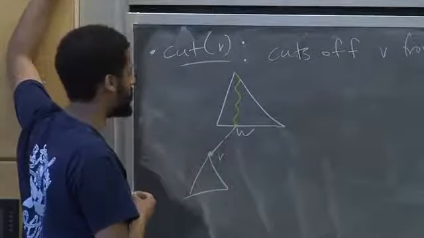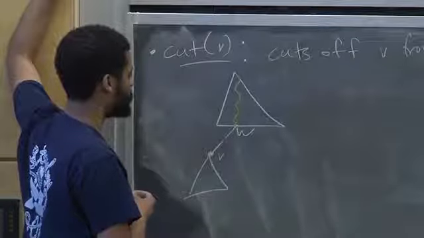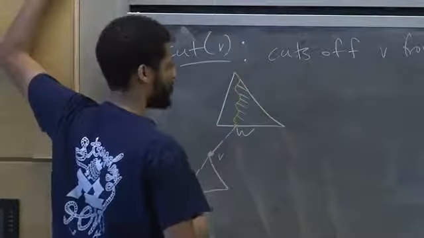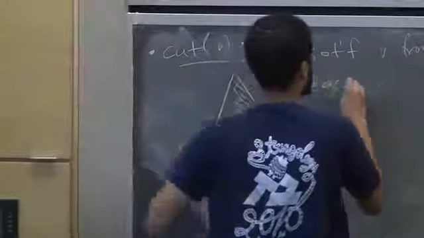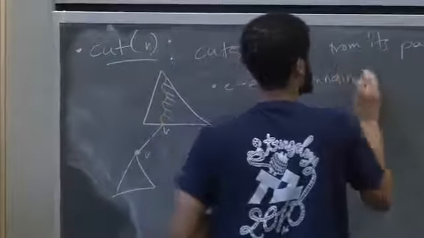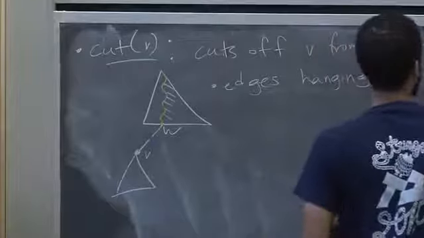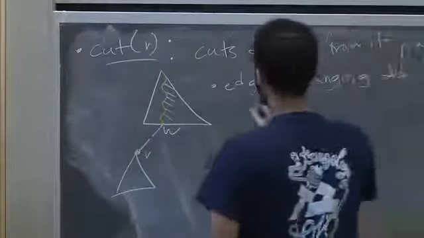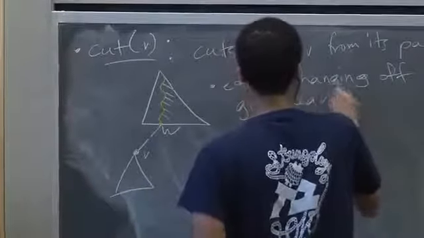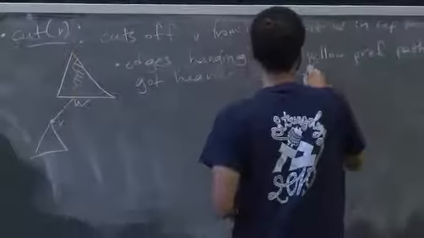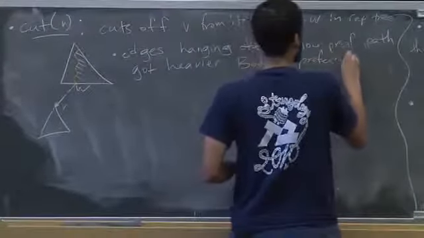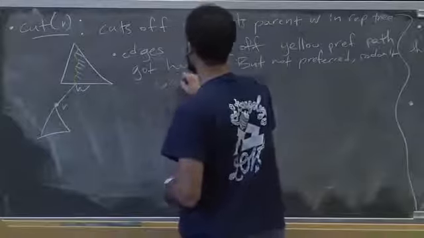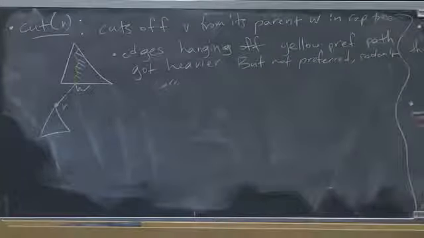Okay. So what changes? Some of the things that hang off here, so edges hanging off this yellow preferred path, got heavier, but they're not preferred, so we don't care. Even if they were preferred, I guess we wouldn't care because we don't care about heavy edge creations.